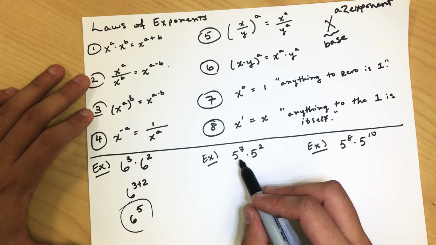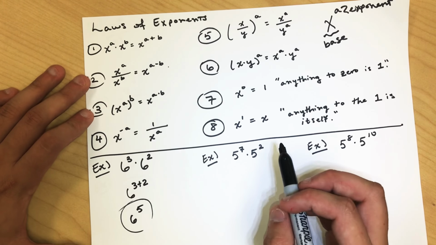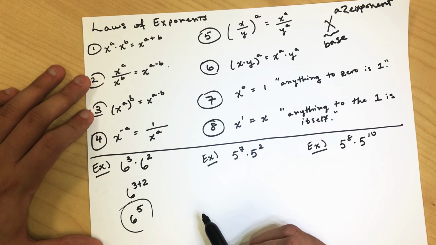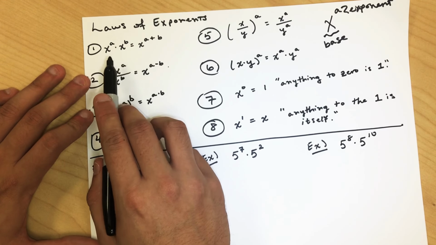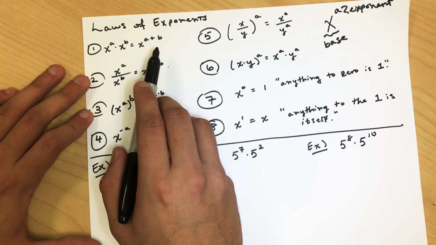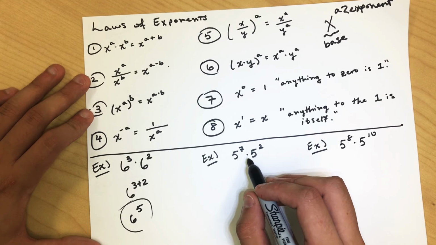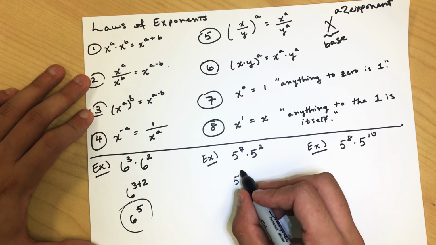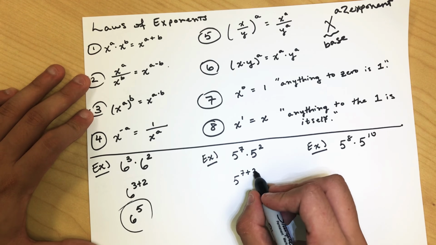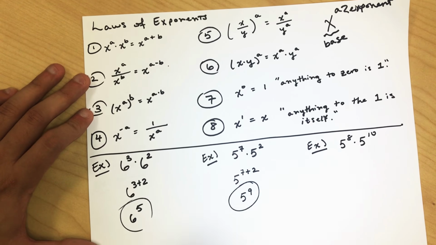The second example says 5 to the 7 times 5 squared. So you check to see if you have the same base. In this case, the base is 5. So we're multiplying. We'll use law number 1. x to the a times x to the b is x to the a plus b. So we just have to add them. So 5 to the 7th times 5 squared is going to be 5 to the 7 plus 2, which is just 5 to the 9th power.